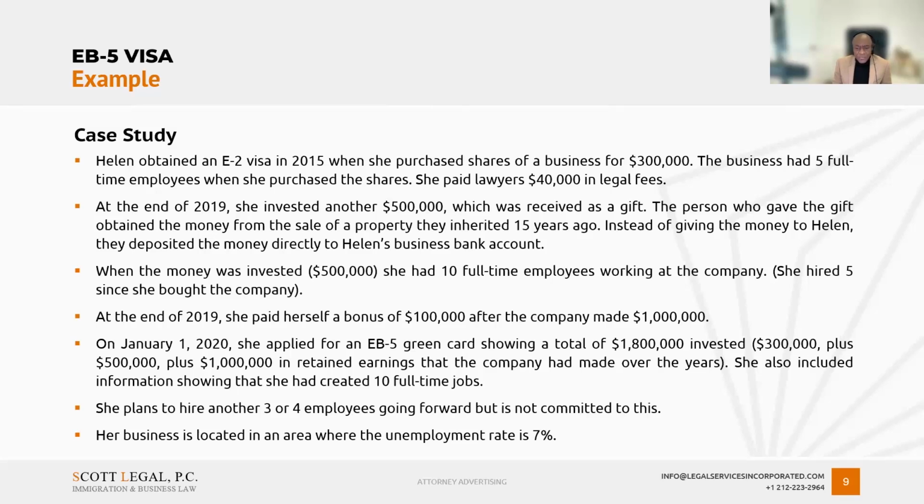So when she says that she's invested $1.8 million, the $1 million doesn't count at all. The retained earnings don't count at all. The 300,000 doesn't count at all. And even the 500,000. So she's invested nothing, which also means that she has 0 jobs at this particular point in time. The one thing is she isn't a TEA because the unemployment rate is 7% where she is, and the current national unemployment rate is around 4%. So she's definitely in a place where the unemployment rate is 1.5 times the national average. So she just has to invest another $800,000 and create 10 full-time jobs.